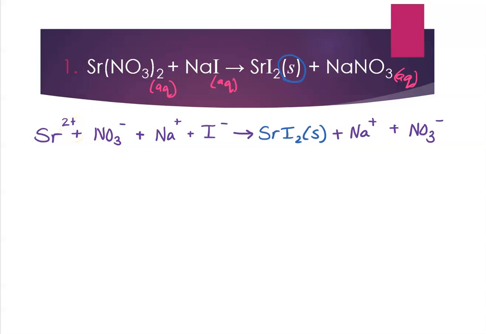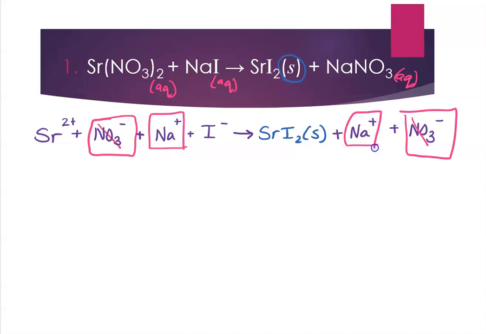Okay, so now we are going to cancel out things that are the same on both sides. Sr2+ is an ion on one side, but it is part of a solid on the other side. Since they're not both ions, I cannot cancel them. NO3 is an ion on both sides. I have NO3- here, NO3- here, so those can cancel. Na+ is an ion on both sides, so those cancel. I- is an ion on the left, but it is part of a compound as a solid on the right, so it does not cancel.